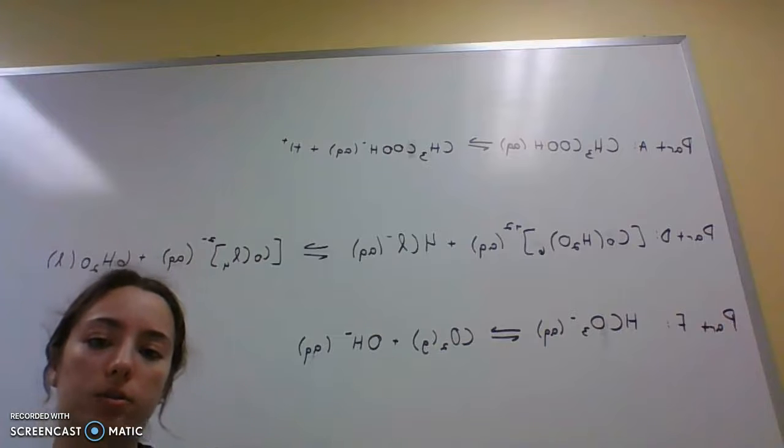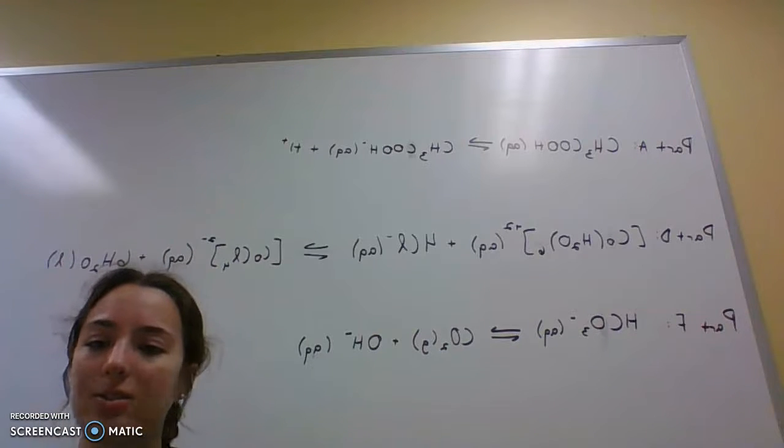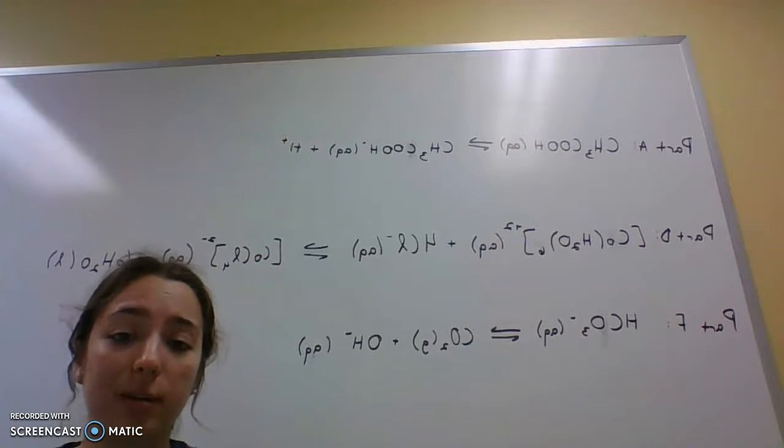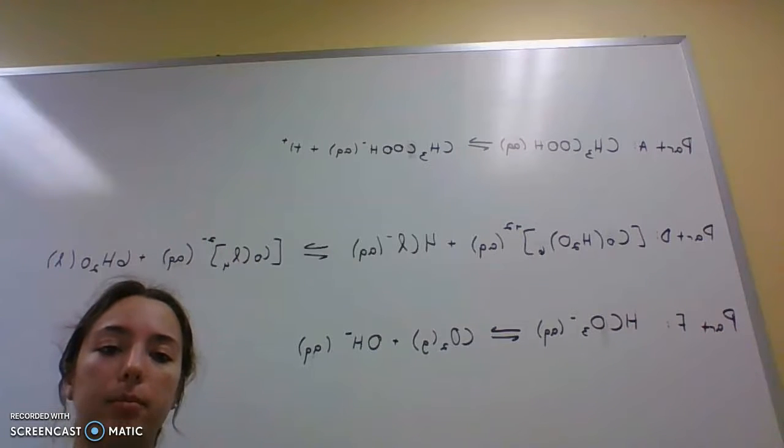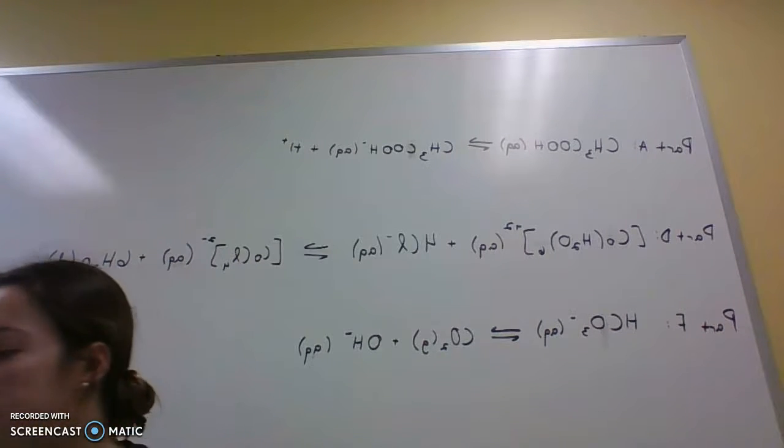So my three equations are written on the board. I know it's backwards. I don't know why Screencastify is doing that, and I don't really know how to flip it. So I will read off the chemical equations, but they're here on the board. I'm doing part A, part D, and part F.